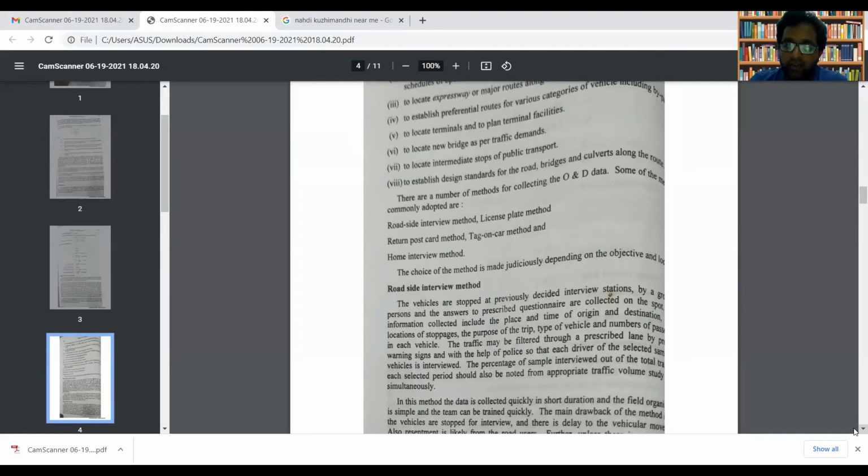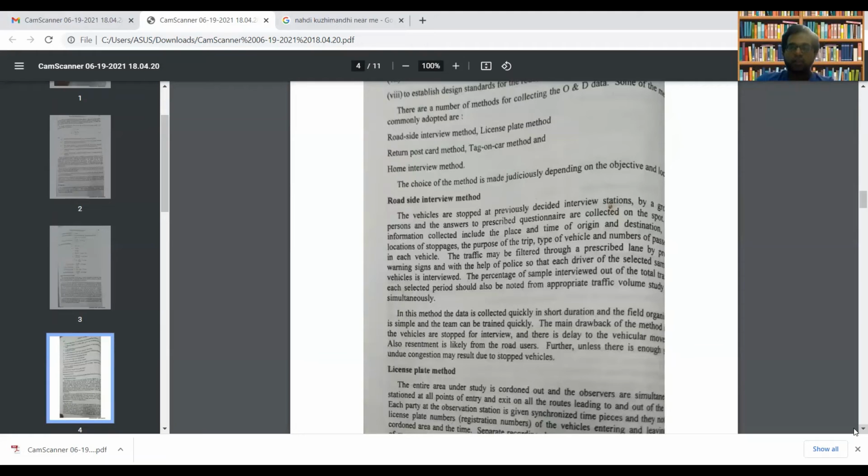This will include information regarding the place and time of origin and destination. Then what were the locations at which these vehicles were stopped, location of stoppages, what is the purpose of the trip, what is the type of vehicle, and what is the number of passengers present in each vehicle. So this is the information that is collected by the different persons at the roadside interview.